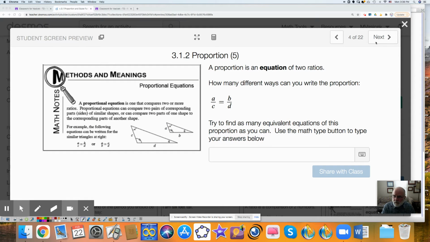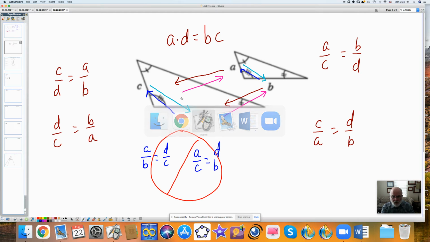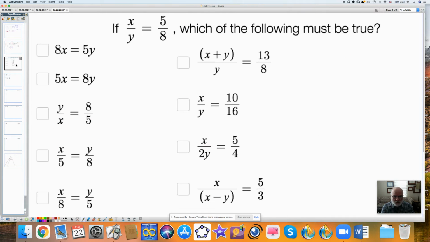In the next portion of this, we have practice with proportions. Which of these must be true? Please try this on your own and then look at my solution here. I'm going to go this way, using the cross product property, which is the way to solve any proportion. There are easier ways and other ways, but we're going to look at the cross product property.